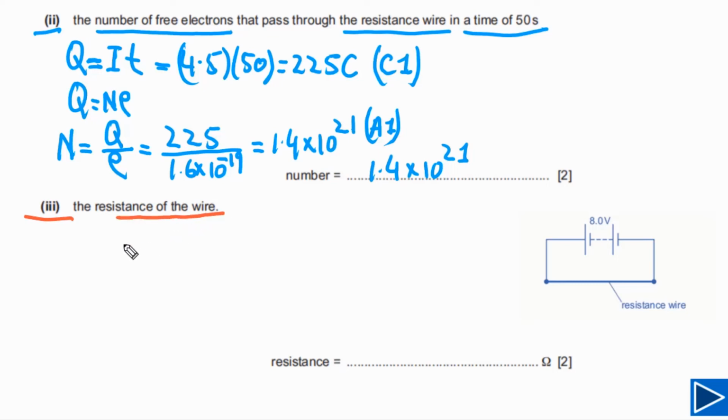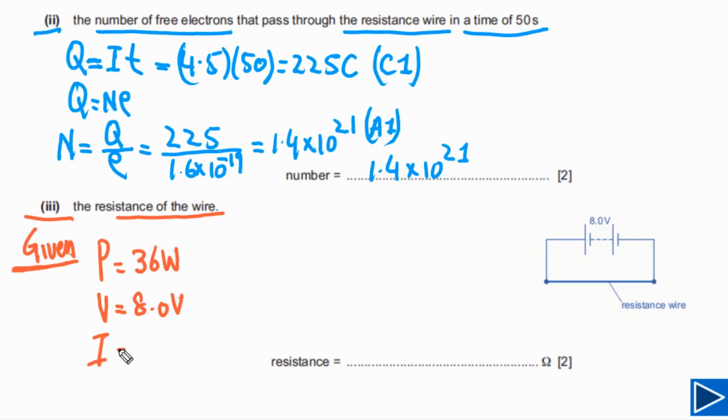So how can we find the resistance of the wire? The best way to start is by writing what is given to us and what we have calculated for this wire. The power dissipated by the wire is given, that is equal to 36 watts. We have also found the potential difference across the wire, that was equal to 8.0 volts, and we have calculated the current in this wire, and that was equal to 4.5 amps.